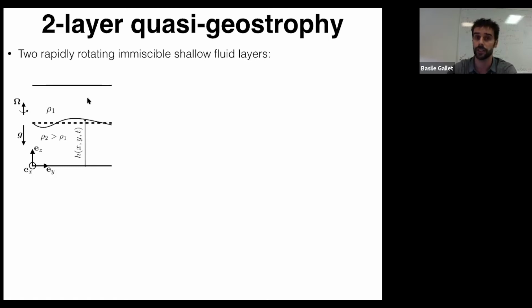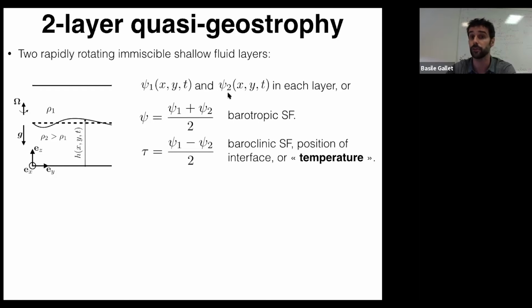Now you could describe this system by considering two stream functions, psi1 and psi2, inside the two layers, layer 1 and layer 2. But it also proves insightful to change variables and use instead this barotropic stream function psi, which is just the average of the two stream functions. And this is going to be the part of the flow that is invariant in the vertical direction, meaning when you average over the two layers. And the associated barotropic flow will correspond to most of the kinetic energy in the system.